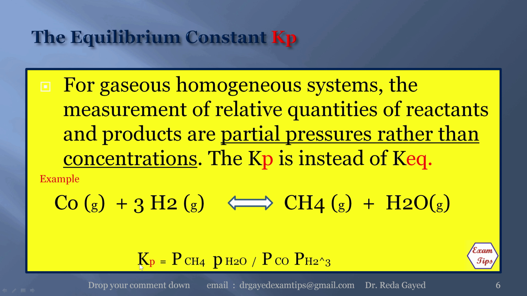Here Kp is the partial pressure of methane multiplied by the partial pressure of water, over the partial pressure of carbon monoxide multiplied by the partial pressure of hydrogen to the power 3. Why to the power 3? Since in the balanced equation the coefficient of hydrogen is 3, so it should be substituted by the hydrogen pressure to the power 3.